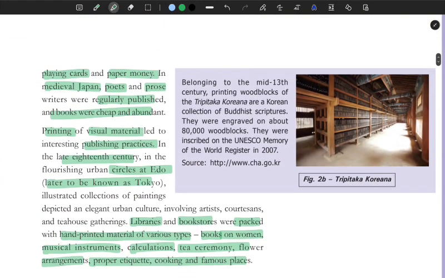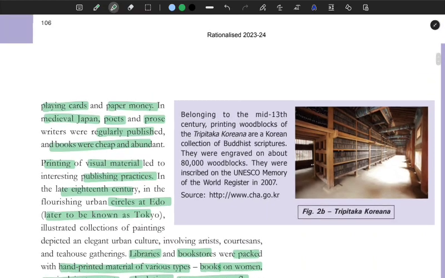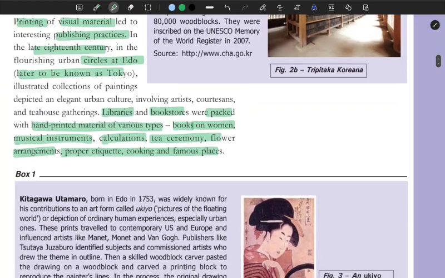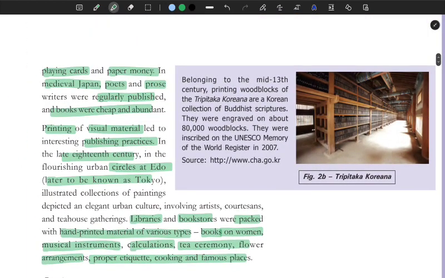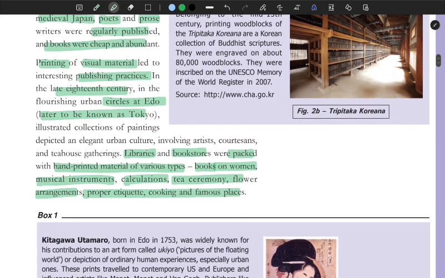In medieval Japan, poets and prose writers were regularly published, and books were cheap and abundant. Right, so obviously, you know, Japan, they might do something to the already there technology, and they might improve it, and obviously it got abundant when the printing increased.